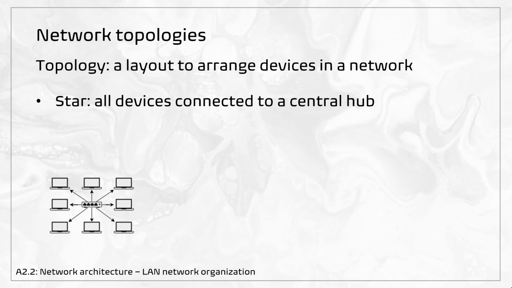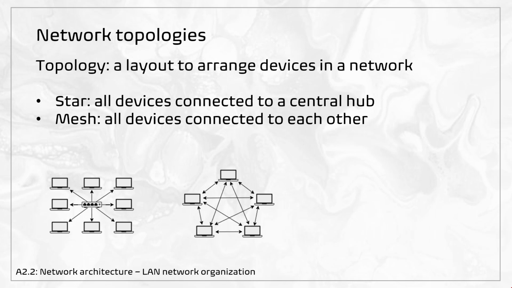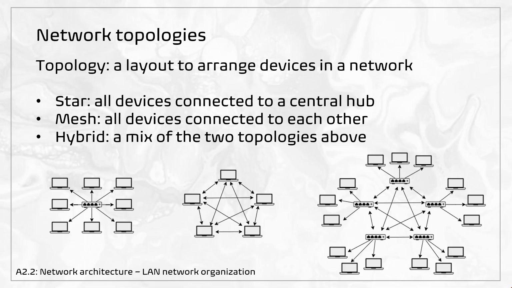Firstly is star topology, where all devices are connected to a central hub. This hub is responsible for managing all traffic within the network and it must direct all data to their intended destinations. This hub can either be a switch or a router. Another type is mesh topology, where all devices are connected to each other. Instead of all traffic being routed through a central hub, data is just sent directly to the destinations from one device to another. Finally, we have hybrid topology. This is exactly what it sounds like, a mix of the two previous topologies.